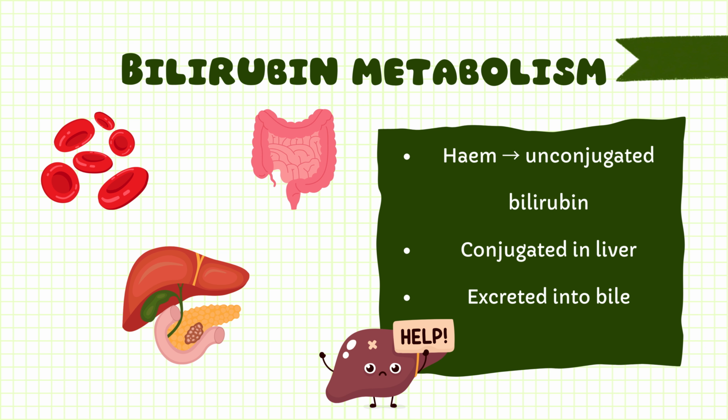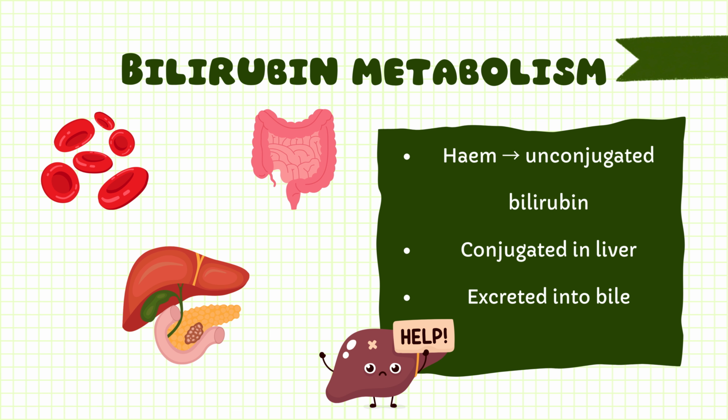The conjugated bilirubin is then secreted into bile and passed into the small intestine. In the gut, it's converted by bacteria into a compound called urobilinogen. Some urobilinogen is reabsorbed and recirculated, but most is eliminated from the body. It exits as stercobilin in the stool, giving feces its brown color. A small amount is excreted in urine as urobilin, giving urine its yellow color.